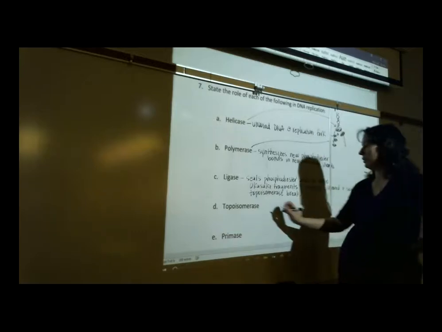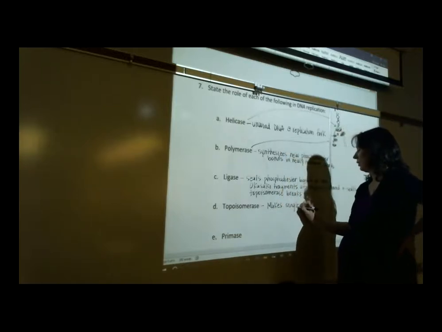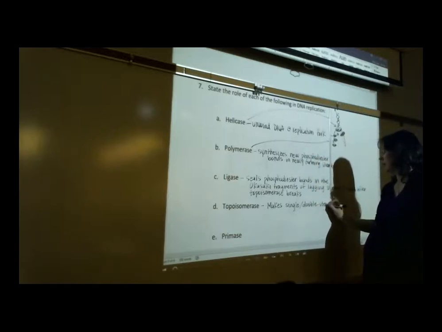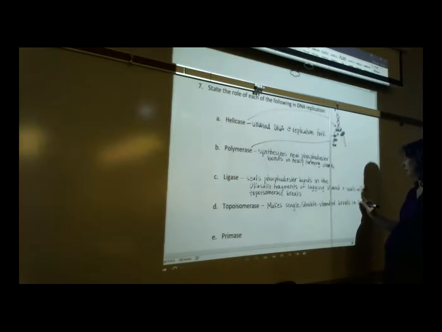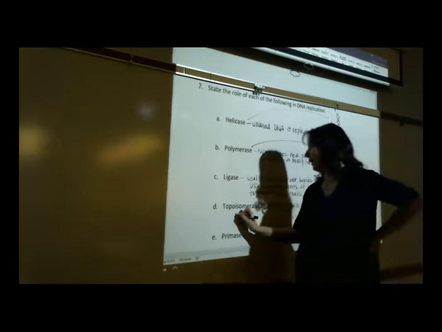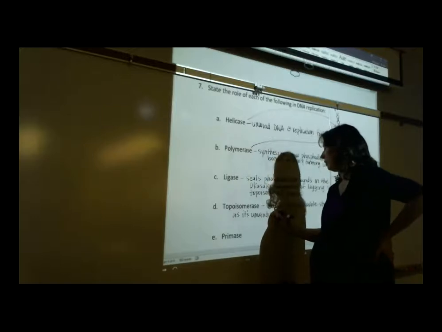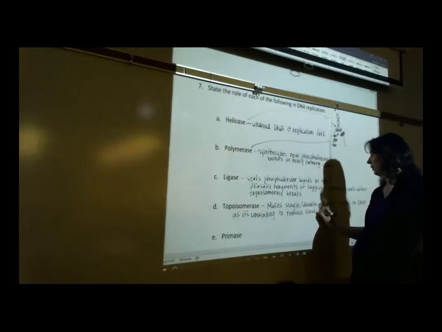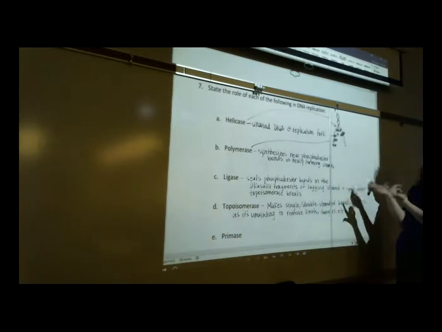And so what does topoisomerase do? It makes single or double, depending if it's topoisomerase 1 or 2, stranded breaks in the DNA as it's unwinding to remove any sort of knots, tangles, etc. Because if you've got a twist, you can't have this process taking place.